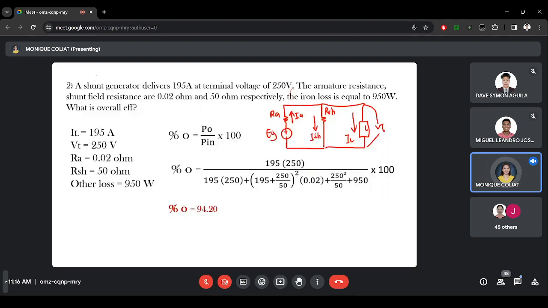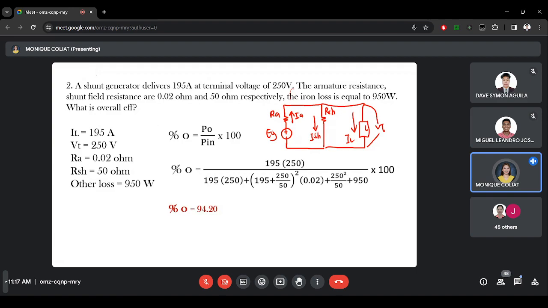Delivers. Again, delivers. That means it is on the output side of the generator. And this is your IL, and we have here the terminal voltage. Then we have the armature and shunt field resistance, which is 0.02 and 50 ohms.